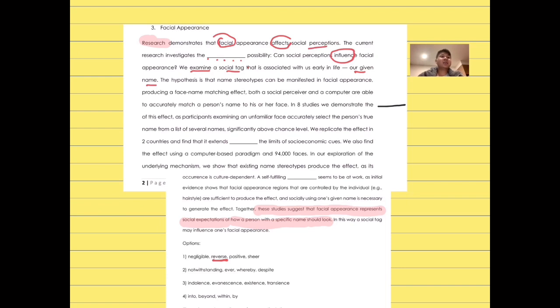It's just telling the same story that we translated earlier. So they test two things: a social perceiver, a human, and a computer. Can we, or can a computer, accurately match name and face or not? In a number of studies, we demonstrate the blank of this effect. They try to do several studies and we demonstrate or show the blank of this effect.